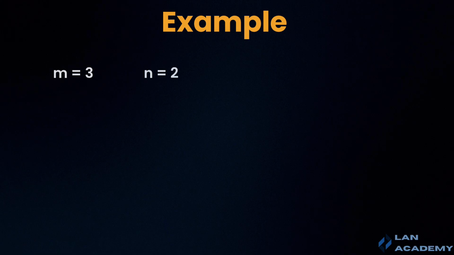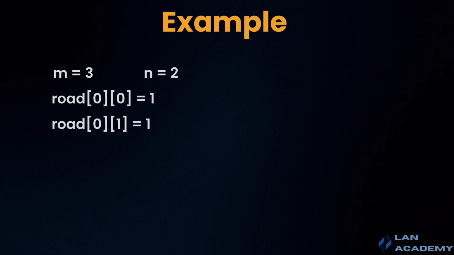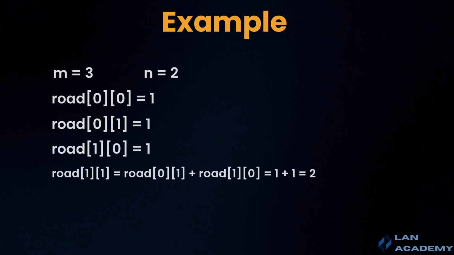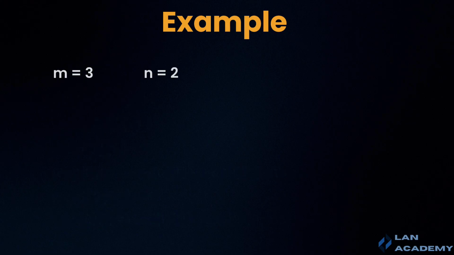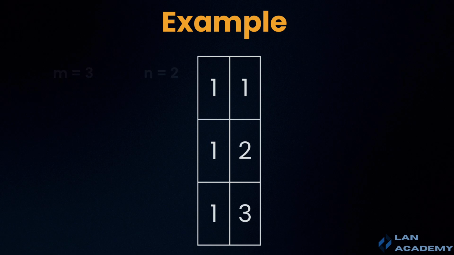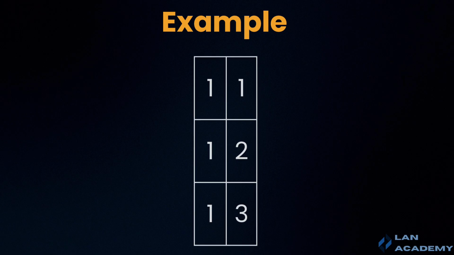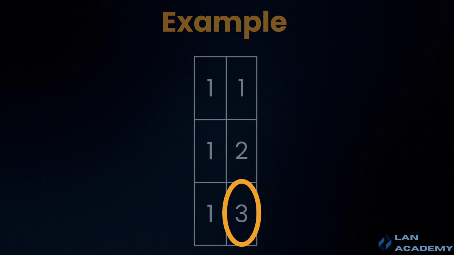Let's consider an example with m equals 3 and n equals 2. Road of 0, 0 equals 1, road of 0, 1 equals 1, road of 1, 0 equals 1, road of 1, 1 equals road of 0, 1 plus road of 1, 0, which equals 1 plus 1, that equals 2, road of 2, 0 equals 1, and road of 2, 1 equals road of 1, 1 plus road of 2, 0, which is 2 plus 1, that equals 3. Thus, the matrix will look like this. The total number of unique paths to reach from 0, 0 to 2, 1 is 3.